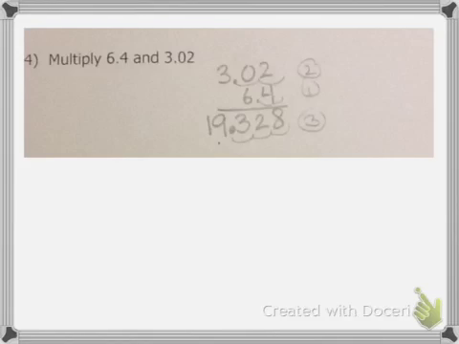19,328. To determine where the decimal point should be in the answer, we're going to count the number of decimal places in the question. There's 2 for 3 and 2 hundredths, and there's 1 for 6 and 4 tenths. So total, that's 3 of them. We need to put 3 decimal place values into our solution, and it becomes 19 and 328 thousandths.